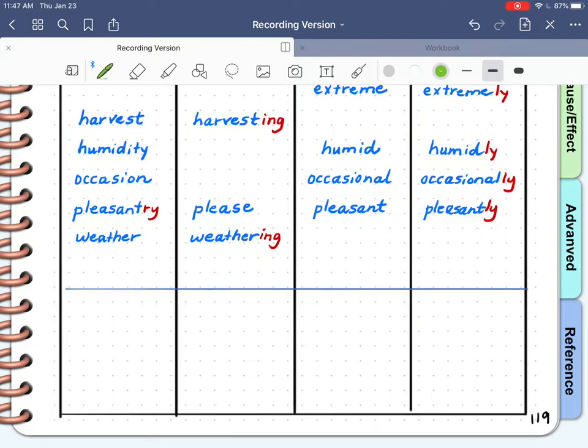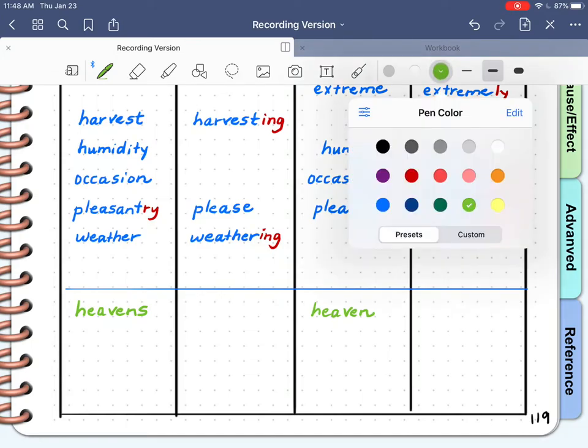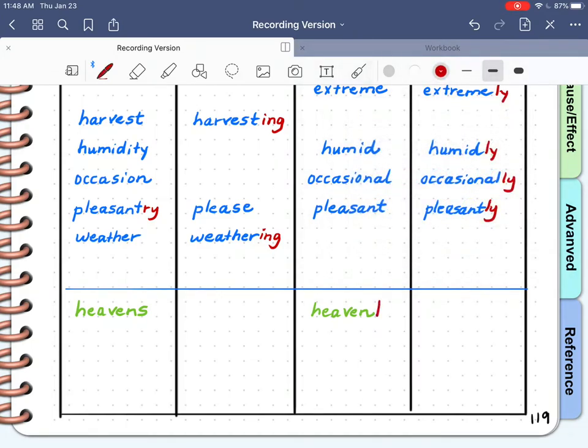Okay, the first word that we talked about is heavens. And we said that heavens is a place. So that's a noun. Heavenly is an adjective. So if you describe something as heavenly, that tells what kind.